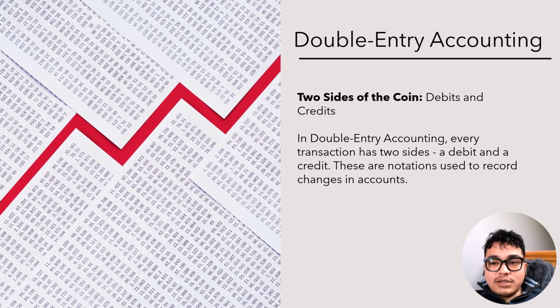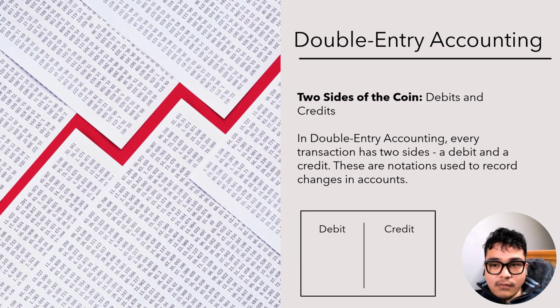At its core, double entry accounting is all about ensuring that every financial transaction has an equal and opposite effect on at least two accounts. Let us take a closer look. Here, we can see that we have two sides of the same coin, debits and credits. These are notations used to record changes in accounts. It is essential to understand that a debit isn't necessarily a bad thing and a credit isn't necessarily a good thing. They simply represent different types of changes.